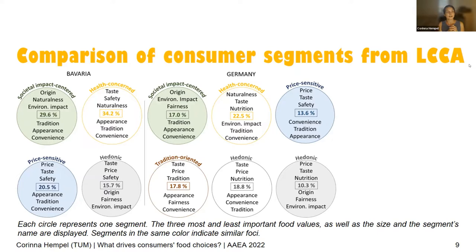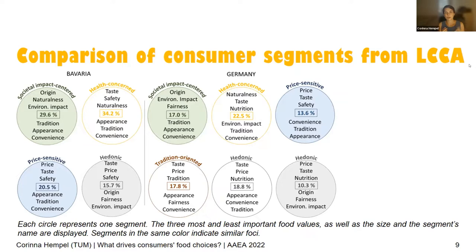Very interesting is the societal impact centered segment as compared to the hedonic segment, because those food values that are the most important, those are the top part of the circles. So those that are the most important in the societal impact centered segment are the least important in the hedonic segment. So here you can see some very clear differences.